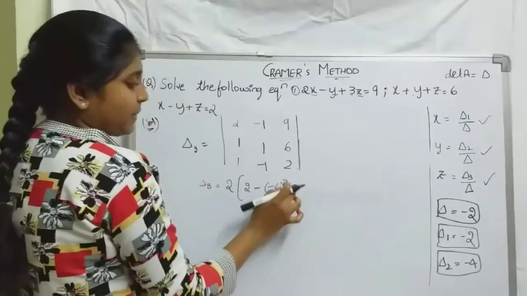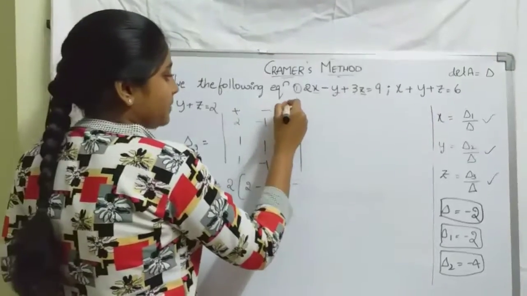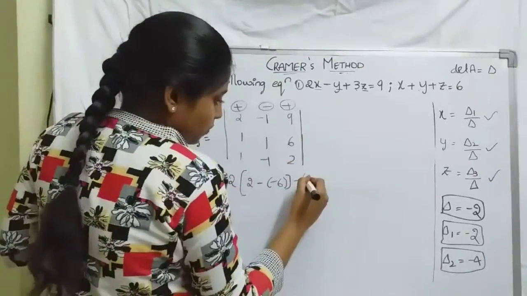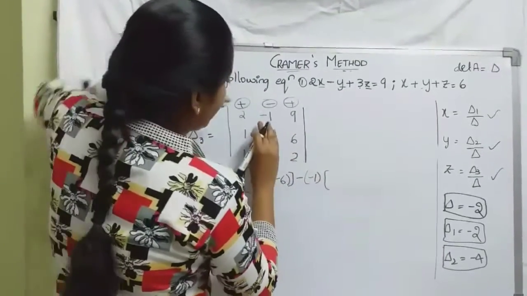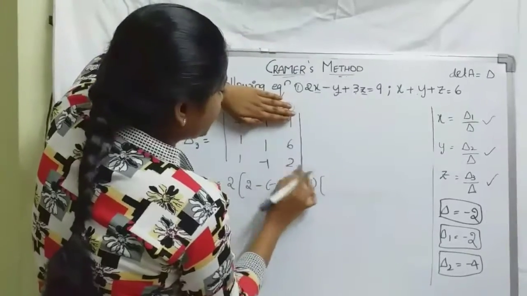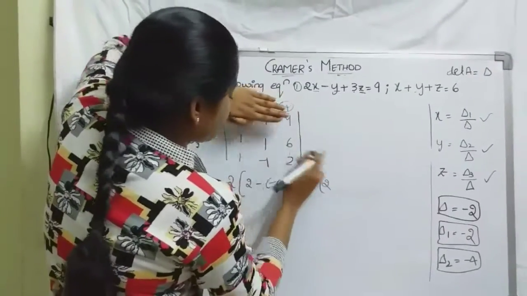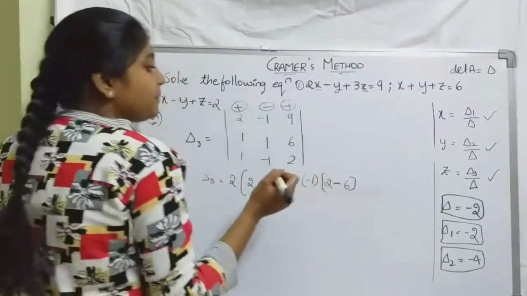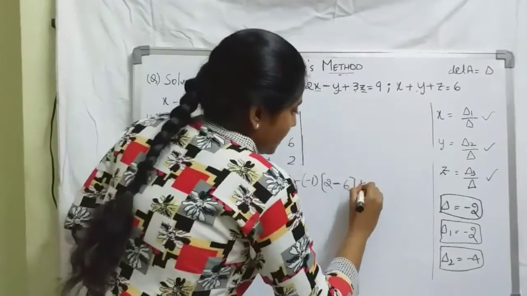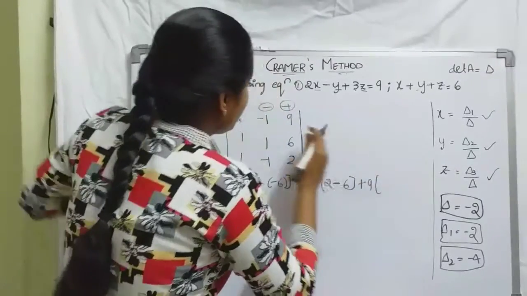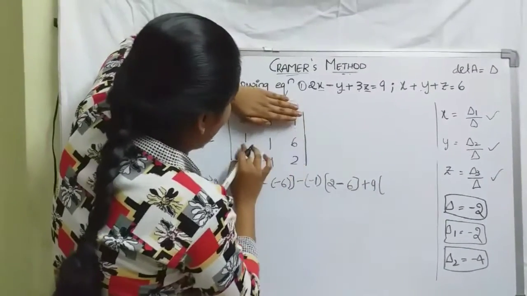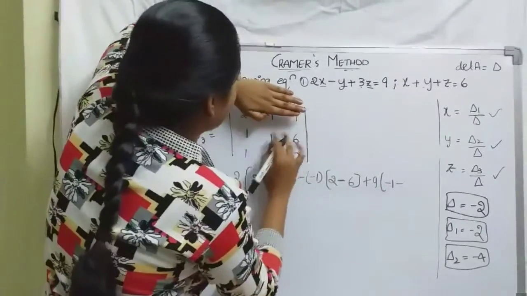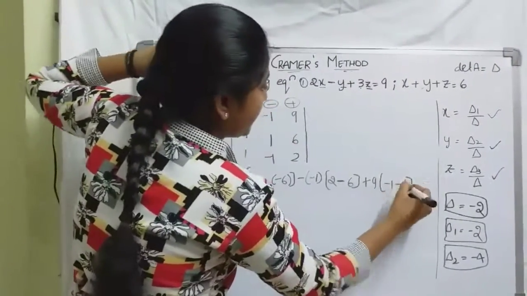Minus, we will write here minus, because it is plus minus plus. So minus into minus 1 into, we will close here, 1 into 2 it is 2, 1 into 6 that is 6. So we will write here minus 6. Now plus 9 into 9, we need to close this. 1 into minus 1 it is minus 1, minus 1 into 1 that is 1.